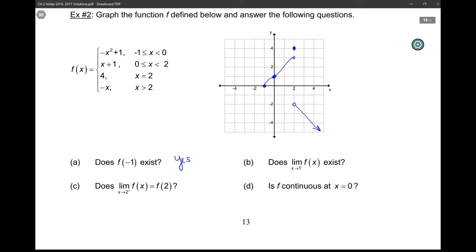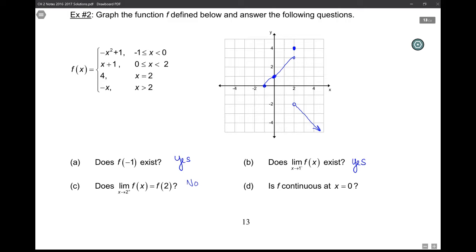All right, how about the limit as x approaches 2 from the right? Does that equal f of 2? No. The limit from the right is 4, it doesn't match up. Is f continuous at 0? Sure. It started out with an open circle, but when we did that next part, we were able to fill it in. If this was just less than, then we would have that as an open circle, and then it would be no.